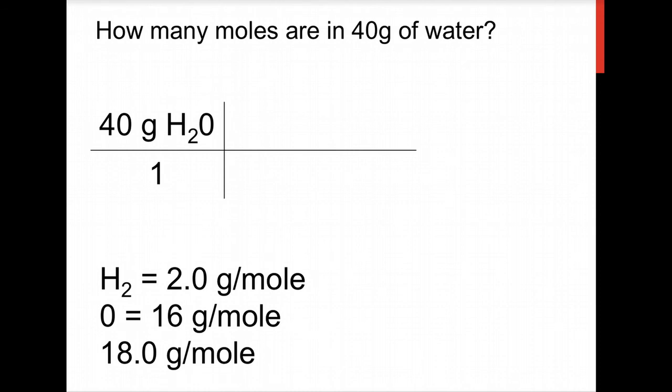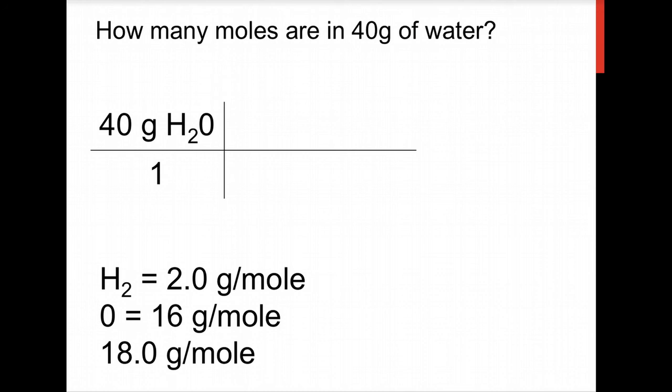Well, in order to do this, we're going to have to find out something about water, and that's how many grams are in a mole of water. And we do that by breaking water apart, H2O, into its elements. If we look at hydrogen on the periodic table, we can see that the average atomic mass of hydrogen is 1.008. So if we round that to the nearest 10th place, we're going to get 1.0, and there are 2 hydrogens in a molecule of water, and that's where that 2 comes from. So we have to take that 1.0 and multiply it by 2, and get 2.0 grams per mole of hydrogen. And then we do the same thing with oxygen.